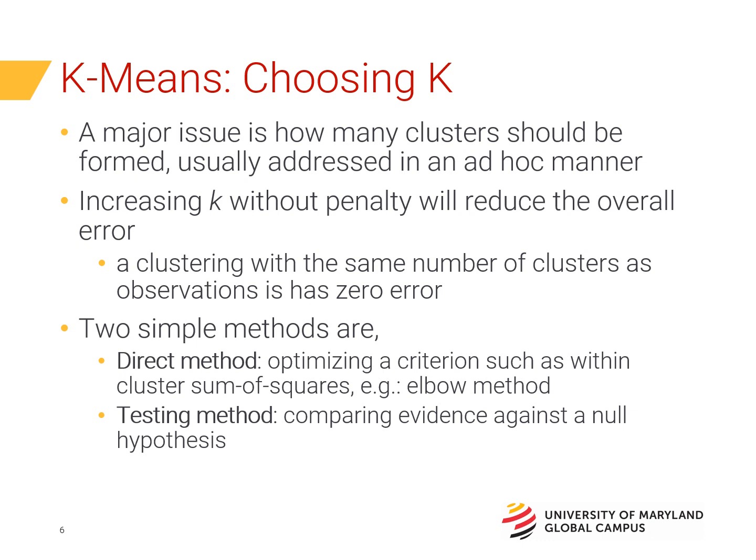The second approach is the testing method, which involves comparing evidence against a null hypothesis. This method treats the choice of K as a hypothesis testing problem, where we assess the statistical significance of the clustering results. By comparing the observed clustering to what we would expect under a null hypothesis of no clustering, we can determine whether the chosen value of K is supported by the data.